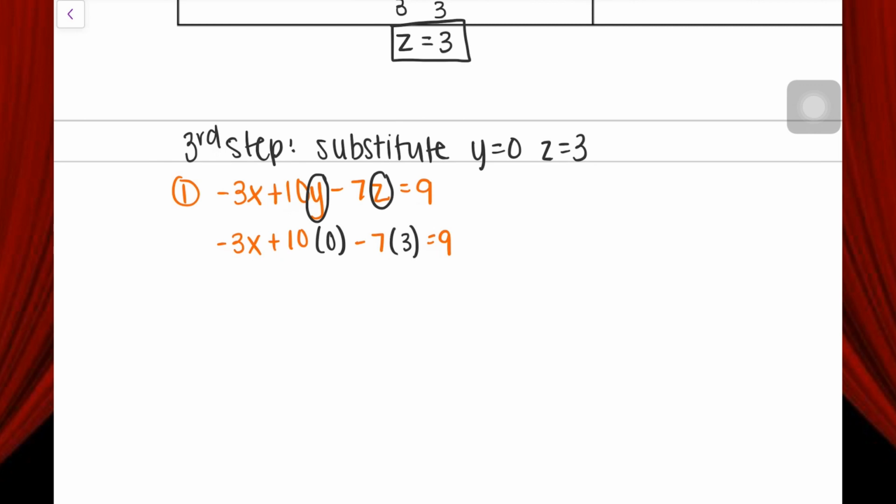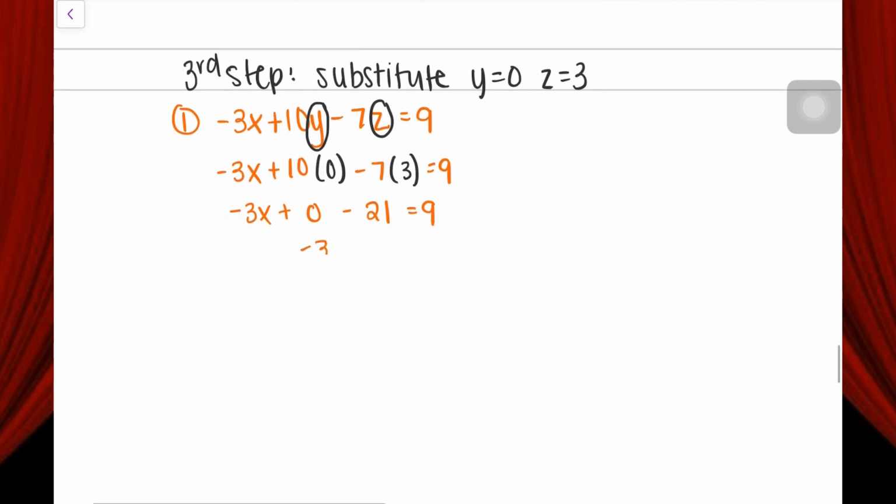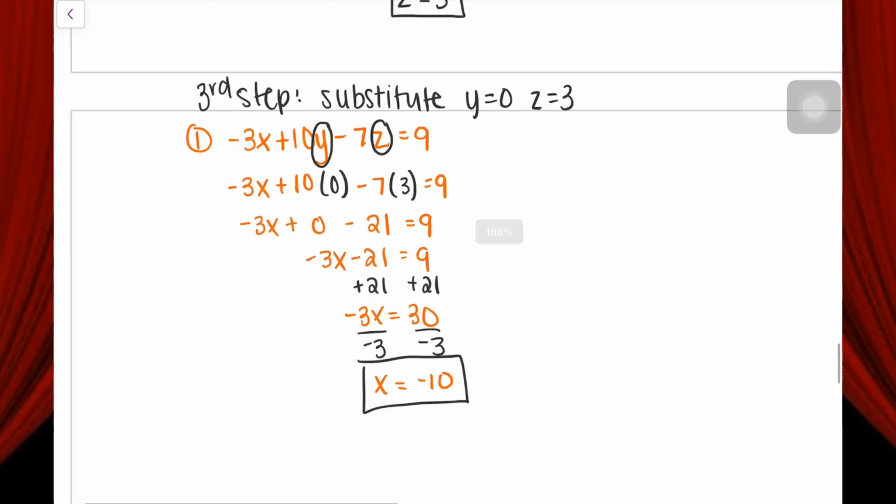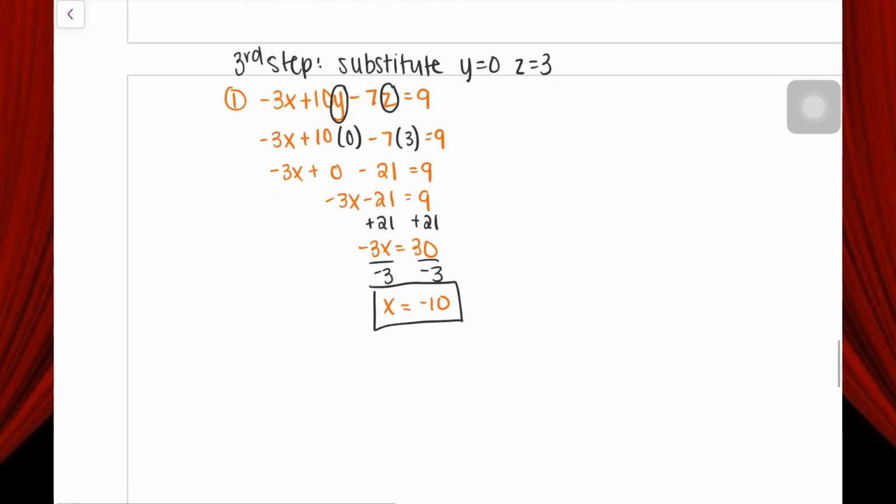We know that 10 times 0 is 0. Negative 7 times 3 is negative 21. Okay, so you are left with this. Now let's go ahead and add 21 to both sides. Negative 3x equals 30. Last but not least, we're going to divide negative 3 on both sides to solve for x, and x equals negative 10. This is how you solve for x, y, and z. So your answer is negative 10, 0, and 3.